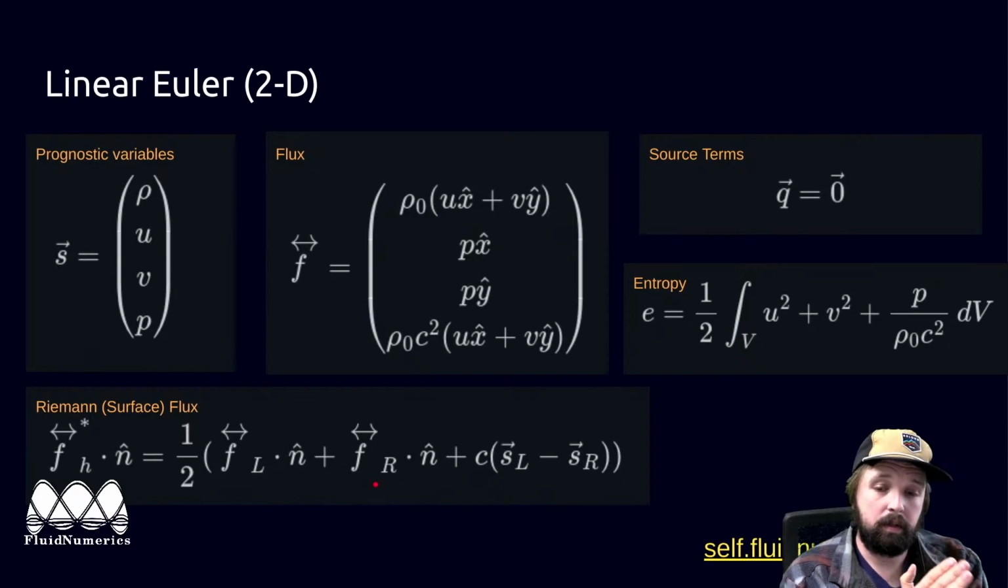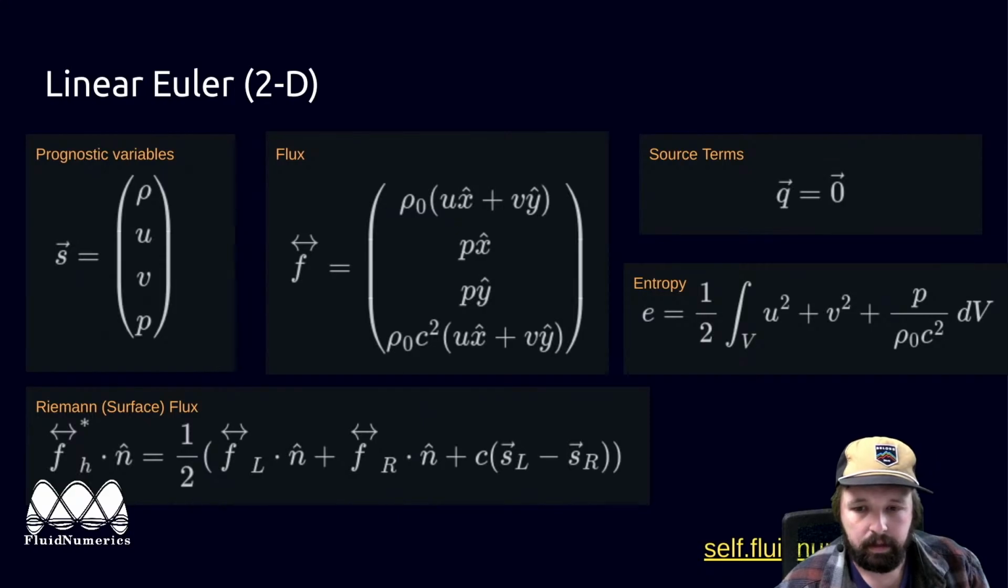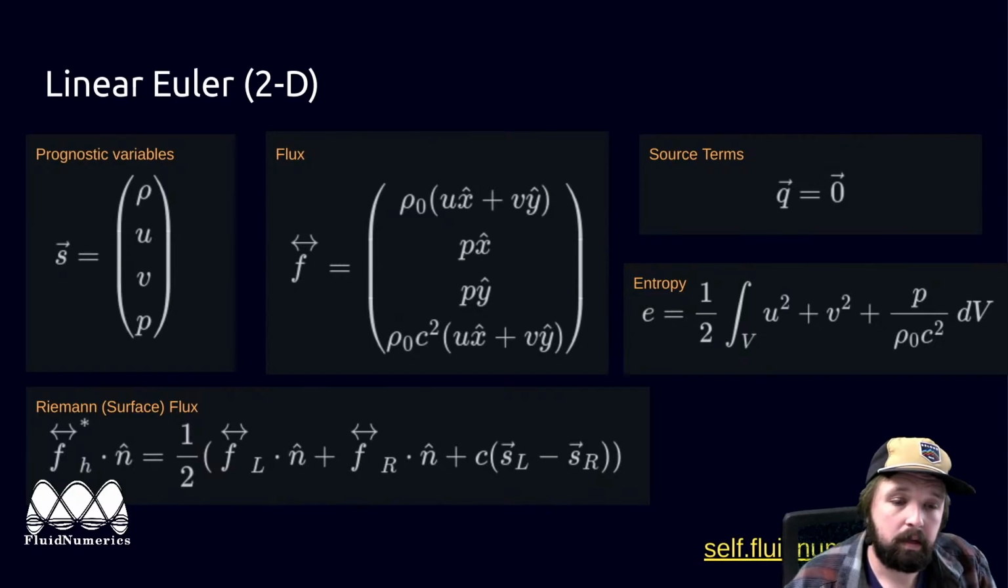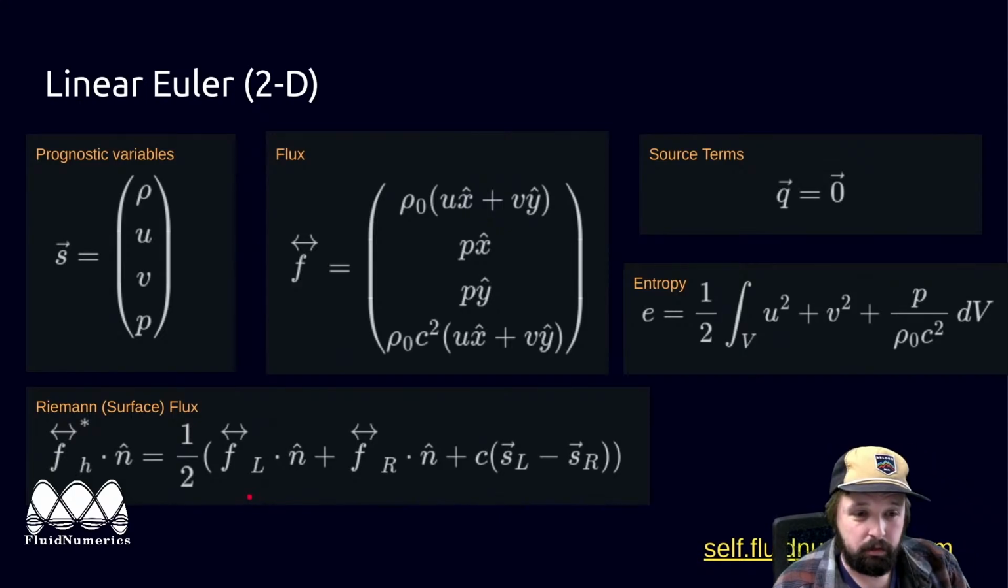So when two elements share an edge, you have two predictions of the solution on either side. And what you need to do is reconcile that by exchanging mass and momentum and energy fluxes. Here we're just going to be using a simple local Lax-Friedrichs, which is taking the average of the fluxes, computing the left and right states.